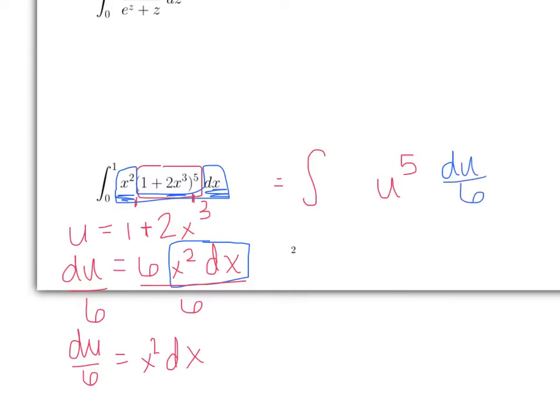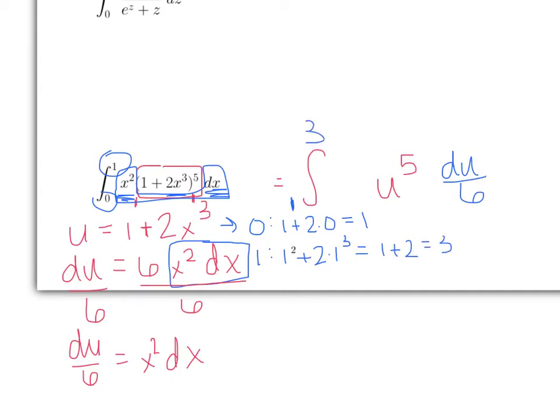And now, since this is an integral that involves bounds, these bounds are originally 0 and 1, so we're going to convert our bounds. So if we plug in 0, we get 1 plus 2 times 0, which is just 1. So the bottom bound here is 1, and if we plug in 1, we get 1 plus 2 times 1 cubed, which is 1 plus 2, which is 3. So this is really just now the integral from 1 to 3. You can take the 1/6 outside and you have u to the 5th du.